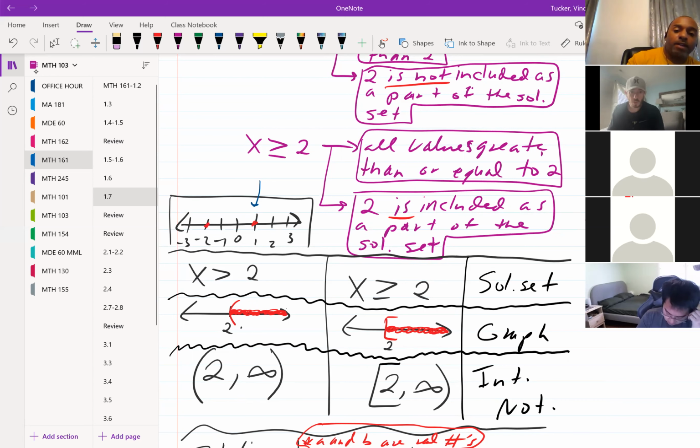Now, the difference between that and this next row or column, we have the or equal to symbol. The only thing that changes is that we're going to use a bracket over the 2. Still shading to the right because it's greater than, and it's still 2 to infinity, but it's just a bracket over the 2. Once again, your infinity sign will have parentheses.